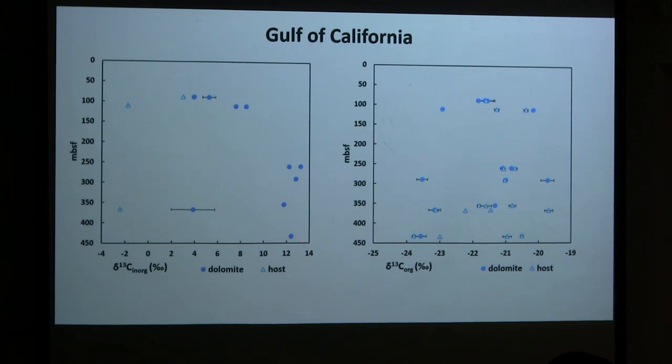For the organic carbon isotopic data, there's no real trend with depth. However, these are within the normal ranges for marine and terrigenous sources. We have the marine sources up here. Terrigenous is a little bit more negative.